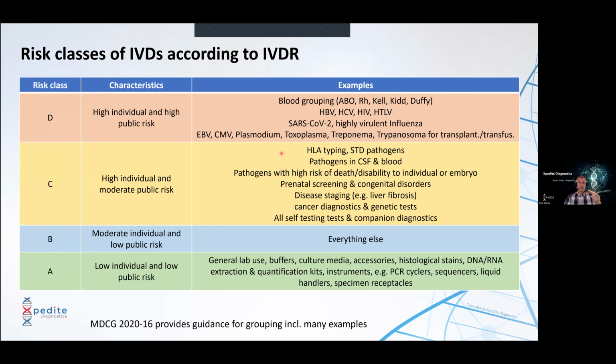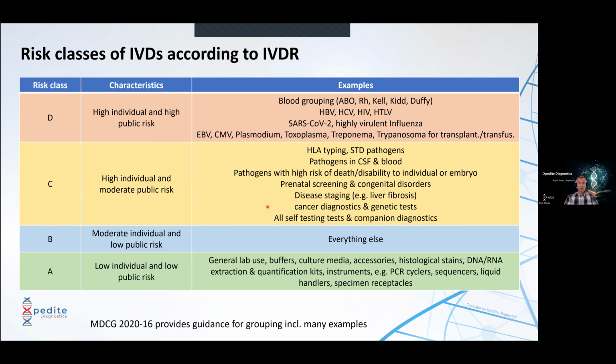Examples for this are HLA typing, so tissue typing, or the sexually transmitted pathogens. Pathogens in CSF and in blood. Then also pathogens that can expose a risk of death or disability to the individual that has been tested, or an embryo within the mother in that case.